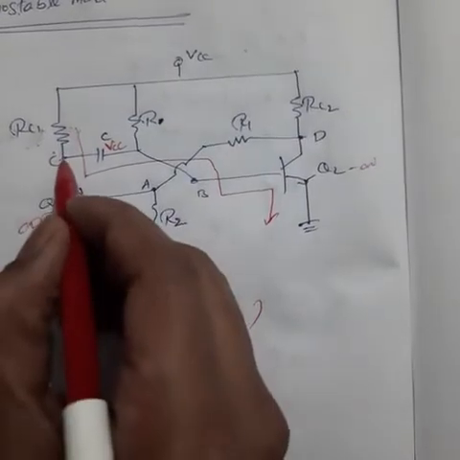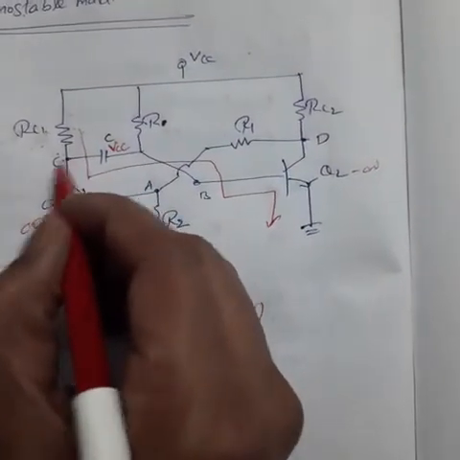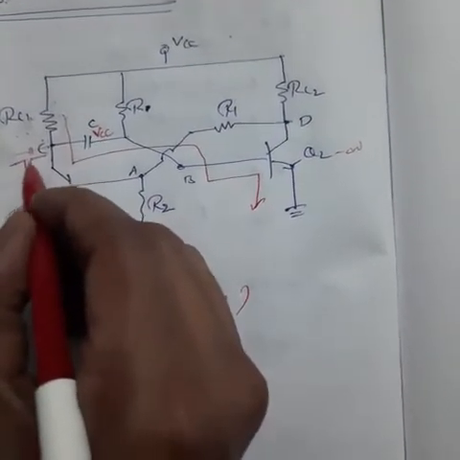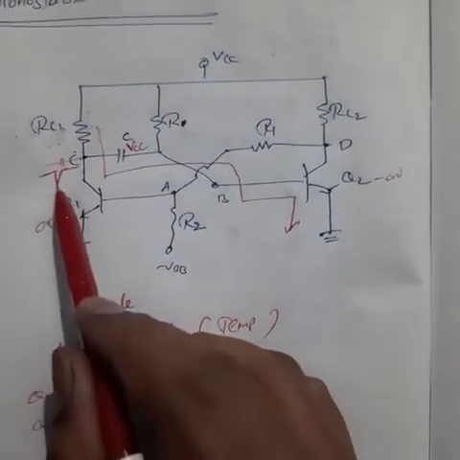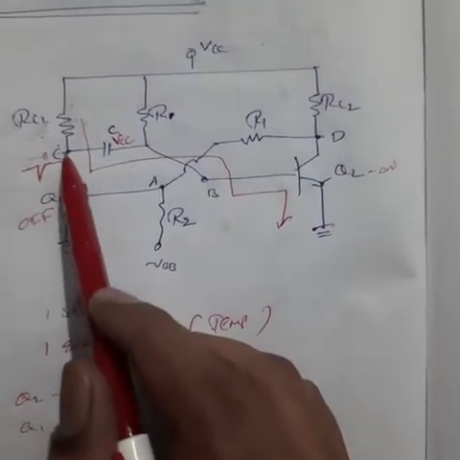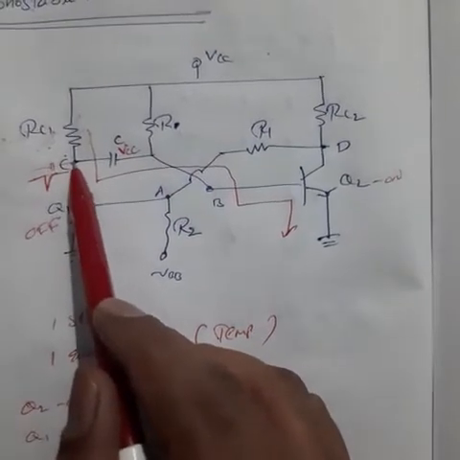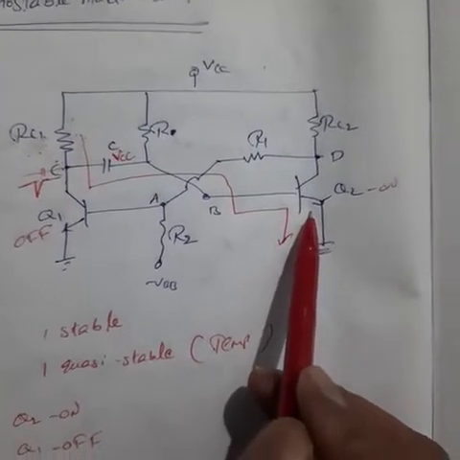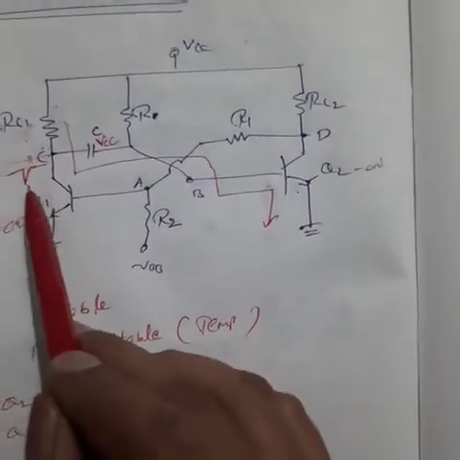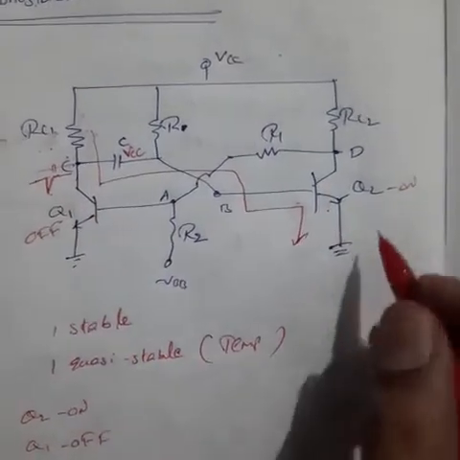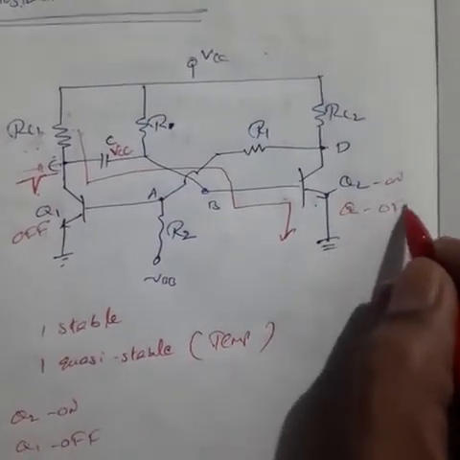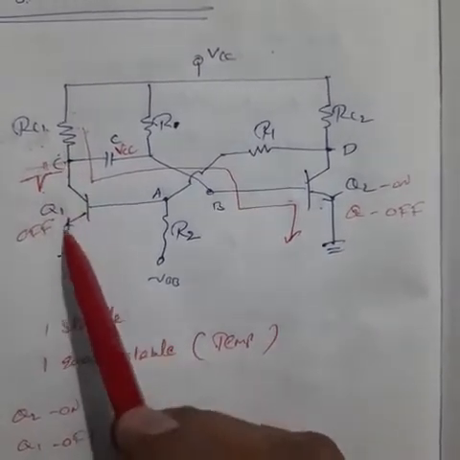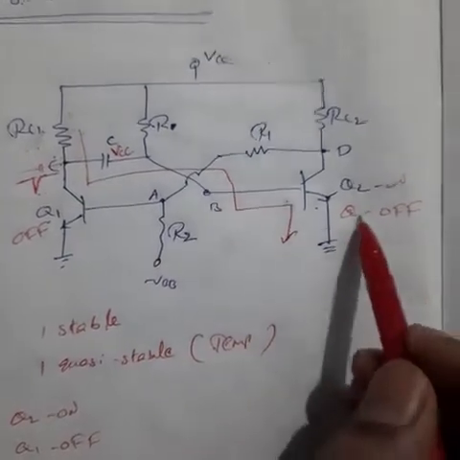Suppose we apply a negative trigger pulse here, some negative voltage, then what will happen? This point is connected to the input of transistor Q2. Then the input of transistor Q2 is negative. Negative means transistor Q2 immediately enters the off state. Okay, when we apply a negative trigger pulse at the collector of Q1, then transistor Q2 becomes off.